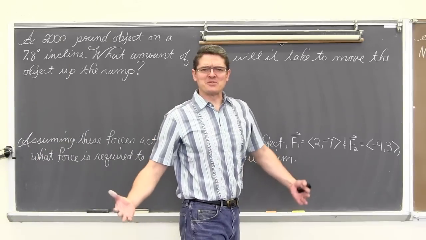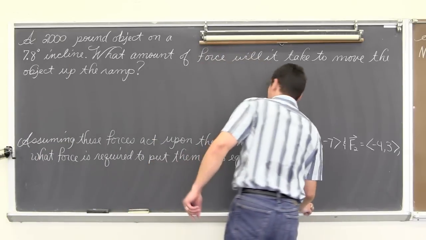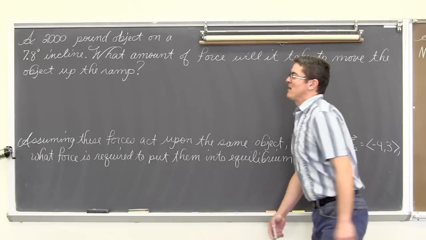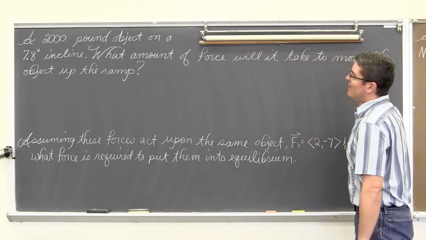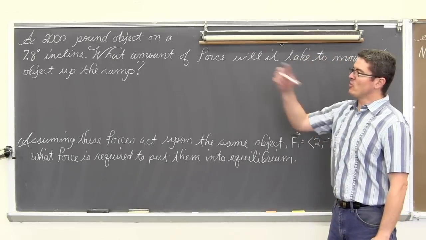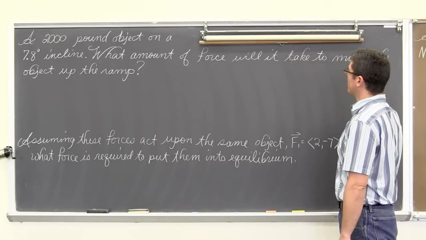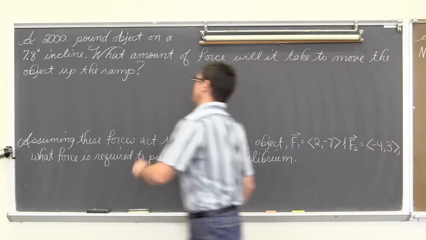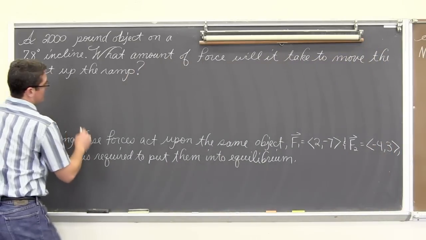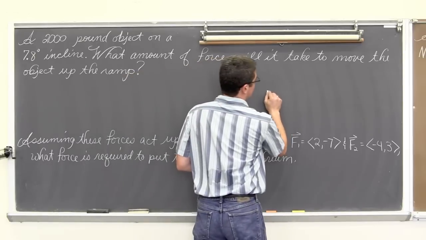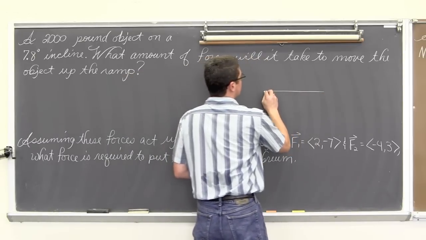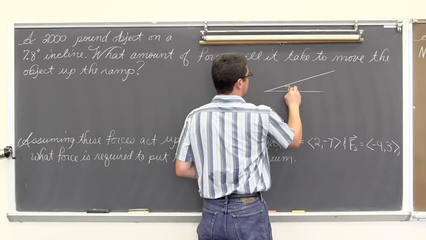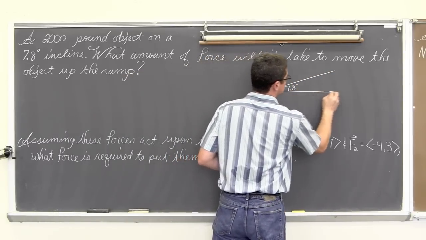Let's do a couple of examples, it won't take so darn long. How about this one? A 2,000-pound object, probably a car, on a 7% or 7.8 degree incline. What amount of force will it take to move the object up the ramp? Well, let's see. How about we have a ramp that has a 7.8 degree incline.